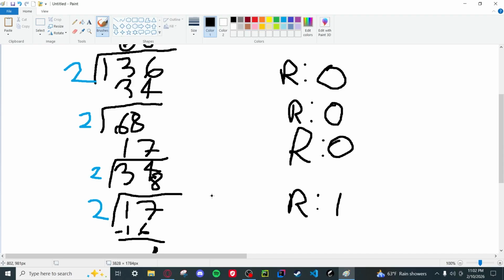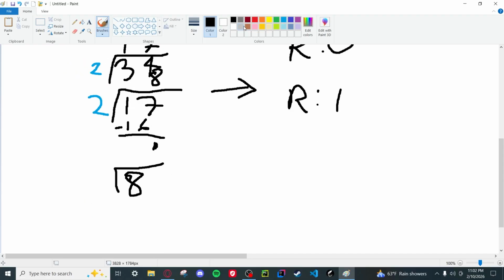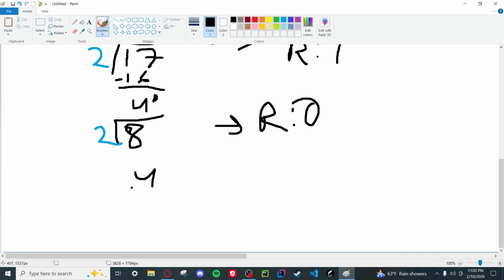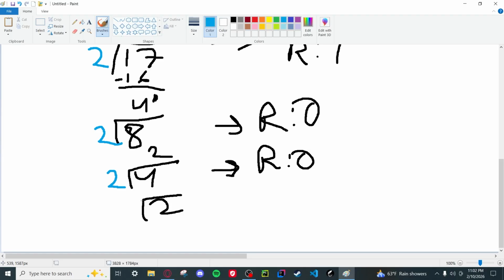Just sidebar your remainder, put it to the side, and keep on going with that number. 8 divided by 2. What is that? That is 4. We're going to write a 4 here. Remainder of 0. 4 divided by 2. What does that give you? That gives you 2. Remainder of 0. 2 divided by 2. Okay, what is that? That is going to give you 1. Remainder of 0. And lastly, 1 divided by 2.